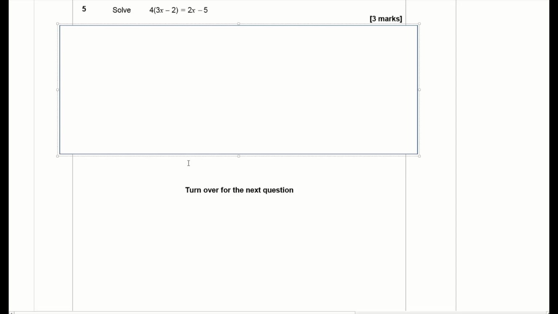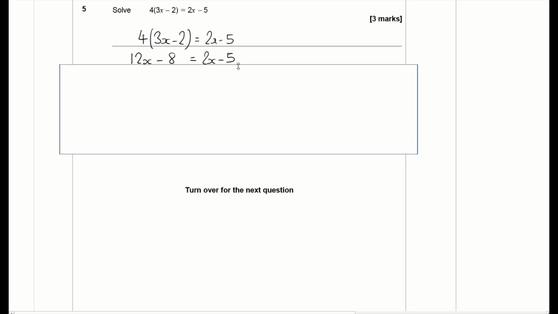So it's really a question of rearrangement. First thing to do here is expand the brackets. So you'd multiply 4 by the 3x to get 12x, and 4 by the negative 2 to get negative 8. That of course is still equal to 2x minus 5.